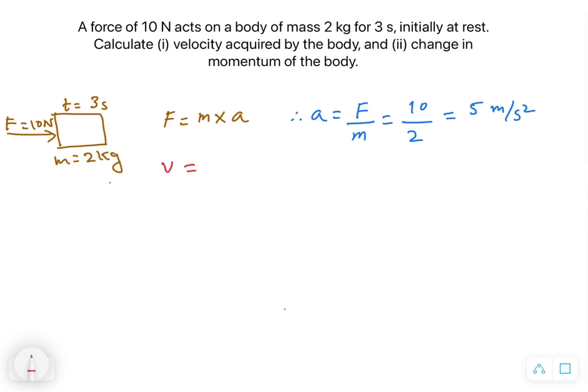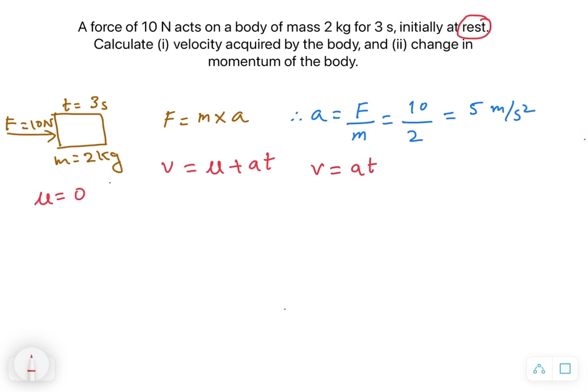V is equal to U plus AT. The body was initially at rest. Therefore, U will be equal to 0. Therefore, this equation can be written as V equal to AT.